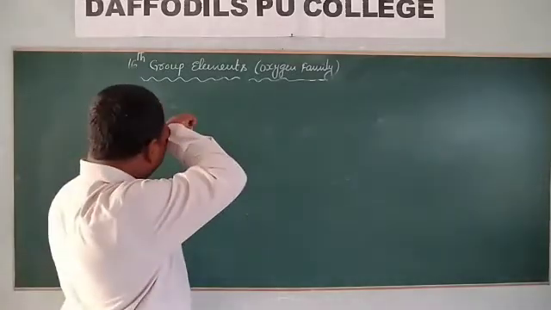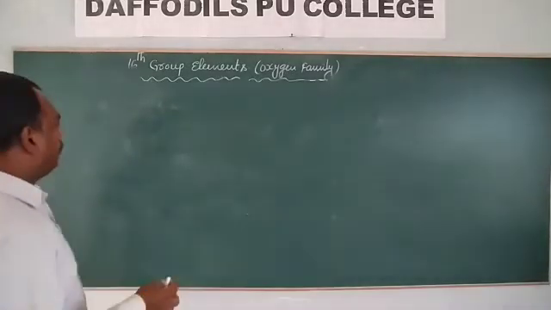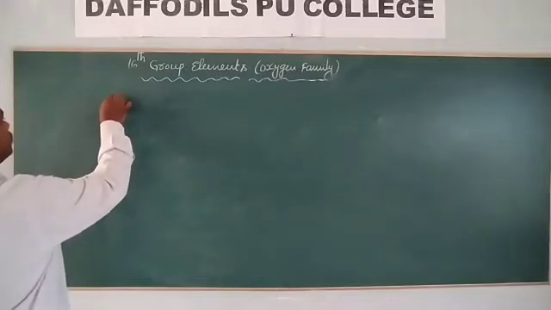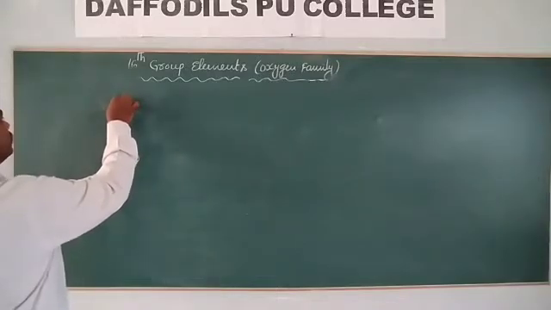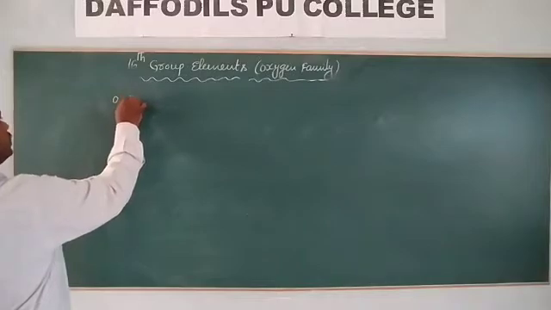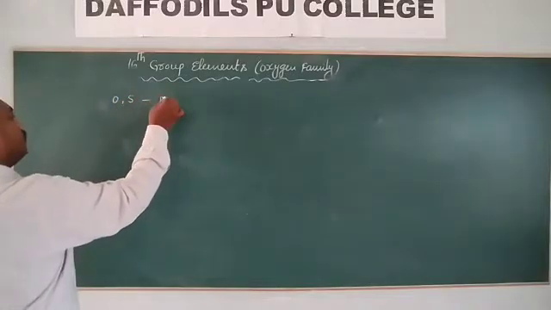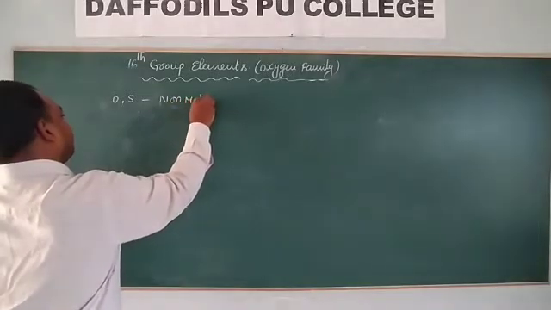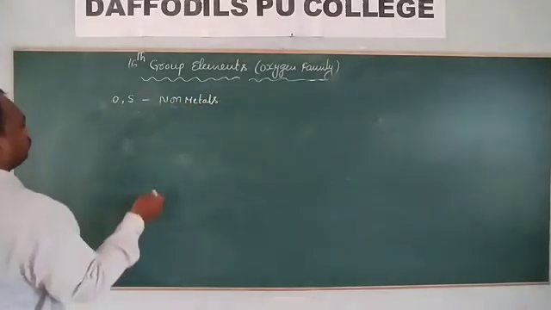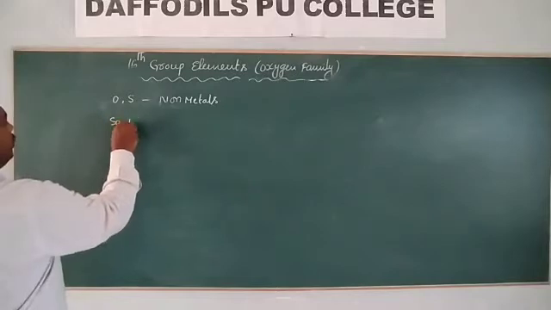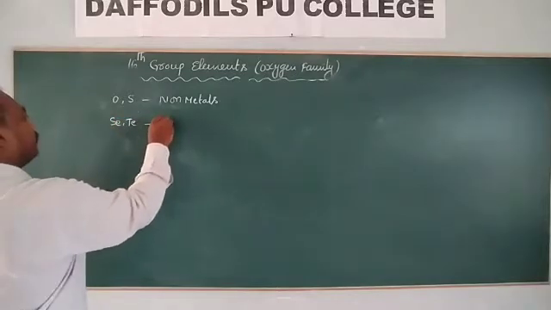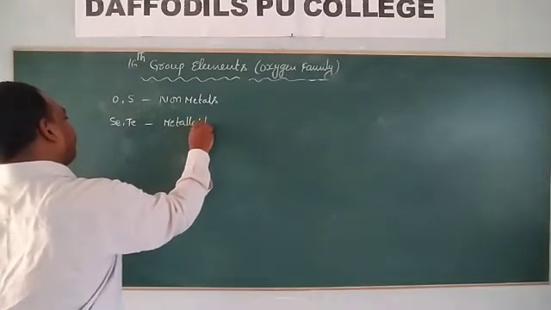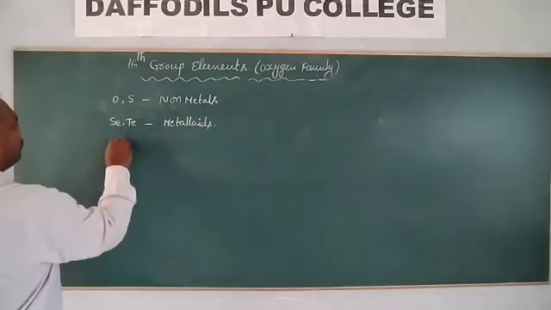Go for the other properties. Oxygen and sulfur, these two are non-metals. Selenium, tellurium, metalloids. Polonium is a metal.